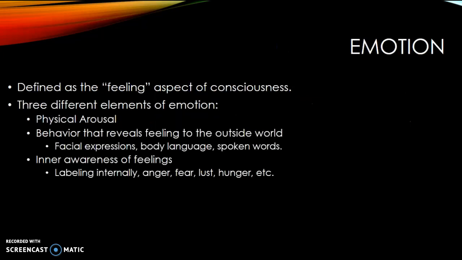Next, we're going to talk about emotion. Emotion is defined as the feeling aspect of consciousness. There are three different elements of emotion. The first one is physical arousal. So physiologically, when an emotion is experienced, there is an arousal that is accompanied with it that's created by our sympathetic nervous system.